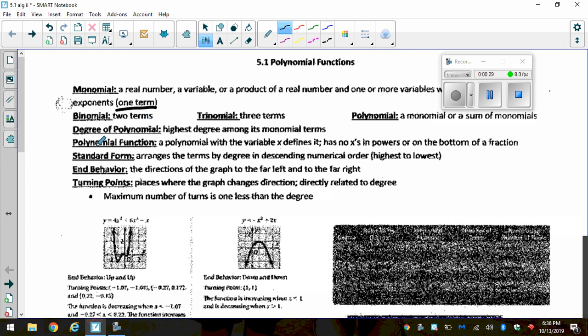Your degree right here tells you your highest exponent. A polynomial is what I just said, it has just x's to whole numbers. Standard form is when you go from the highest exponent to the lowest exponent.